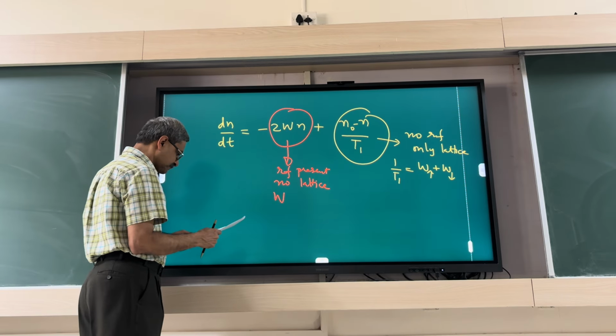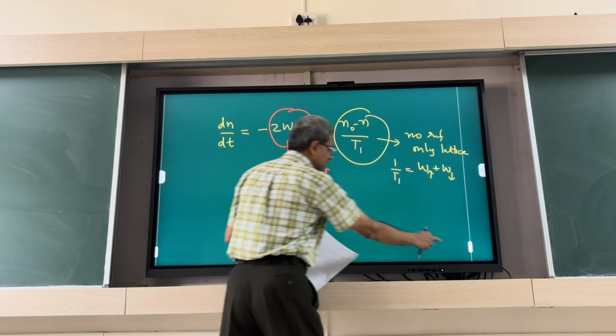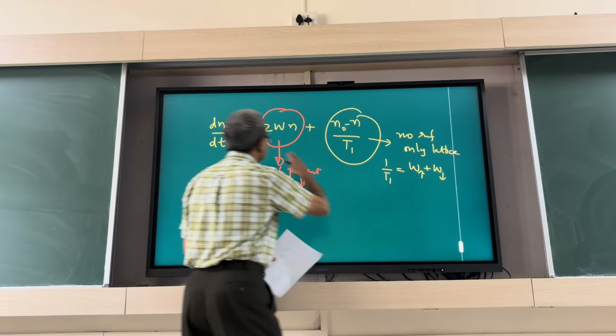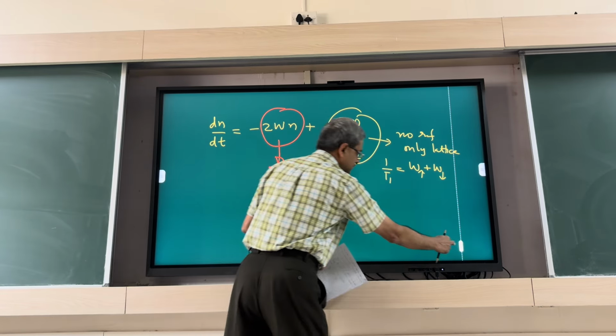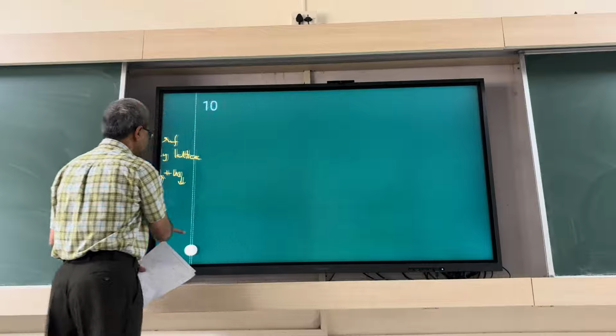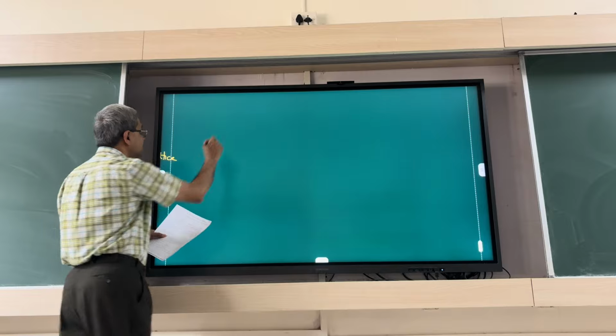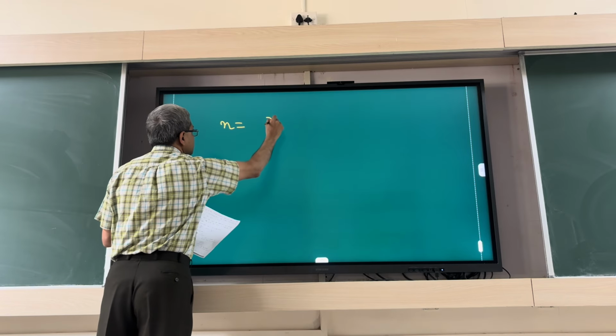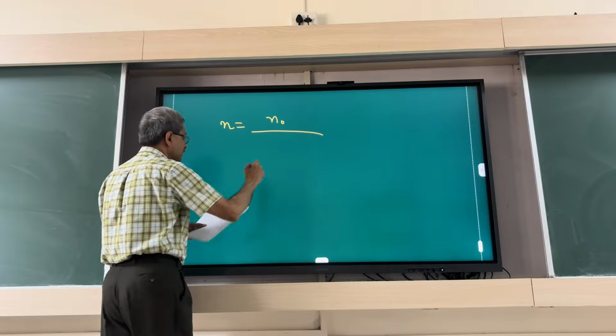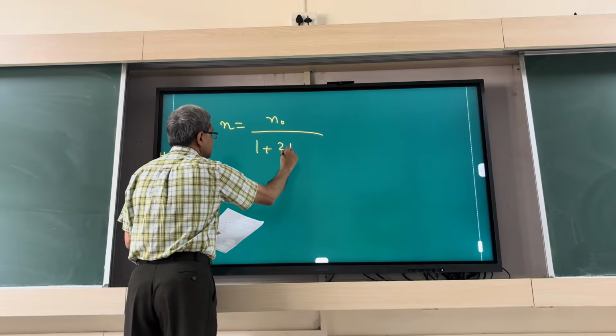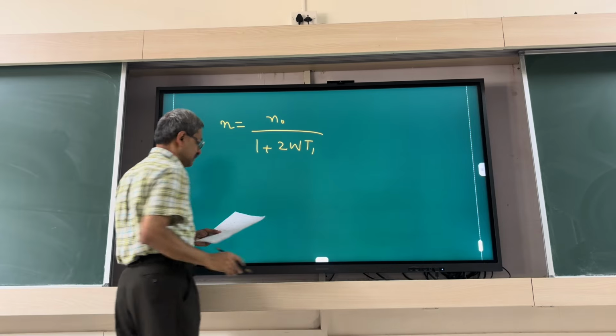And so now once again, if you calculate what happens in steady state, as time goes to infinity, you'll get n as n naught by 1 plus 2W T1.